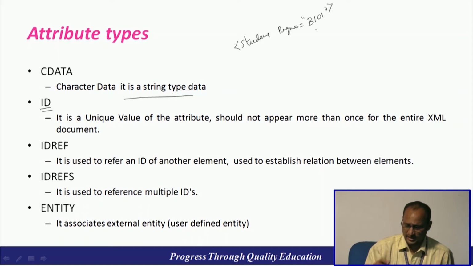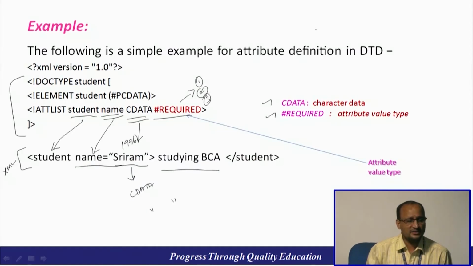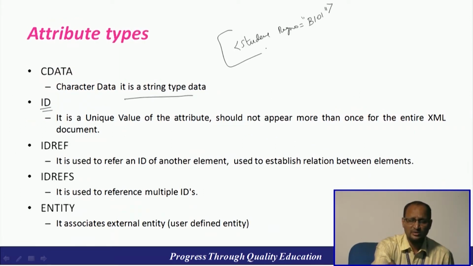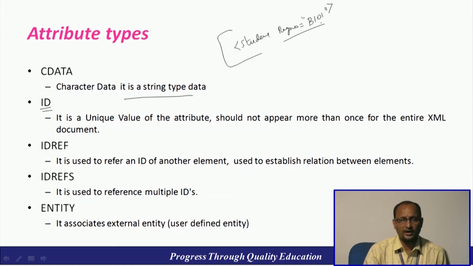So how can we define this? Instead of name for student, I have given register number, and instead of CDATA I should change it to ID, and #REQUIRED we have to provide. So this is an XML document. For this XML document, I would like to have register number as a unique valued attribute. So how can we provide a unique value? With the help of ID.